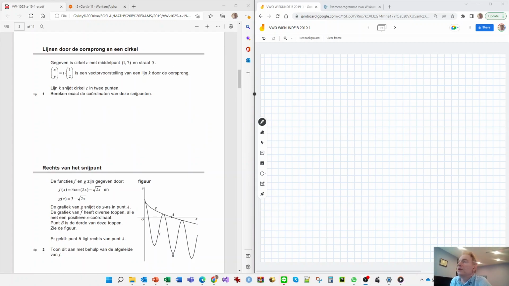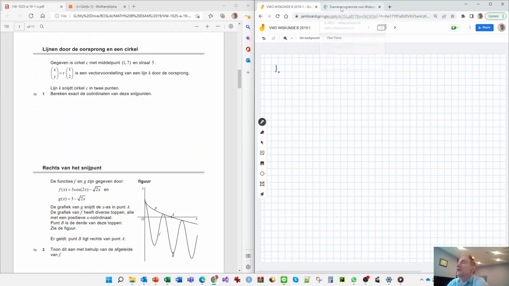So question 1 is about a circle where we have the center given, the radius, and we also have a line K which obviously goes through the origin, and then this intersects the circle in 2 points, and we have to calculate the coordinates. Okay.